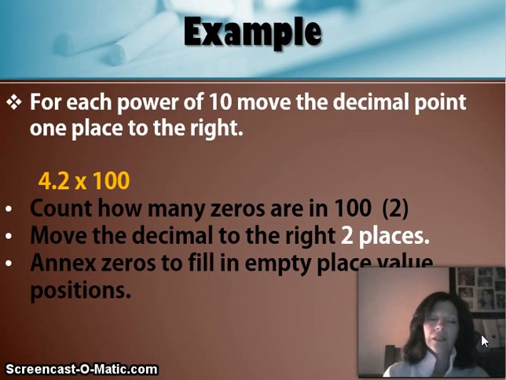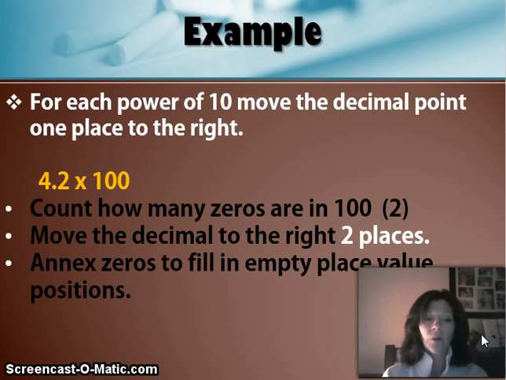All right, let's talk about this example. In this example, for each power of 10, and remember that powers are 10 to the first power, to the second, to the third power. We've talked about those before. 10 to the second power is the same as squared. 10 to the third power is cubed. So for each power of 10, you move the decimal point one place to the right.